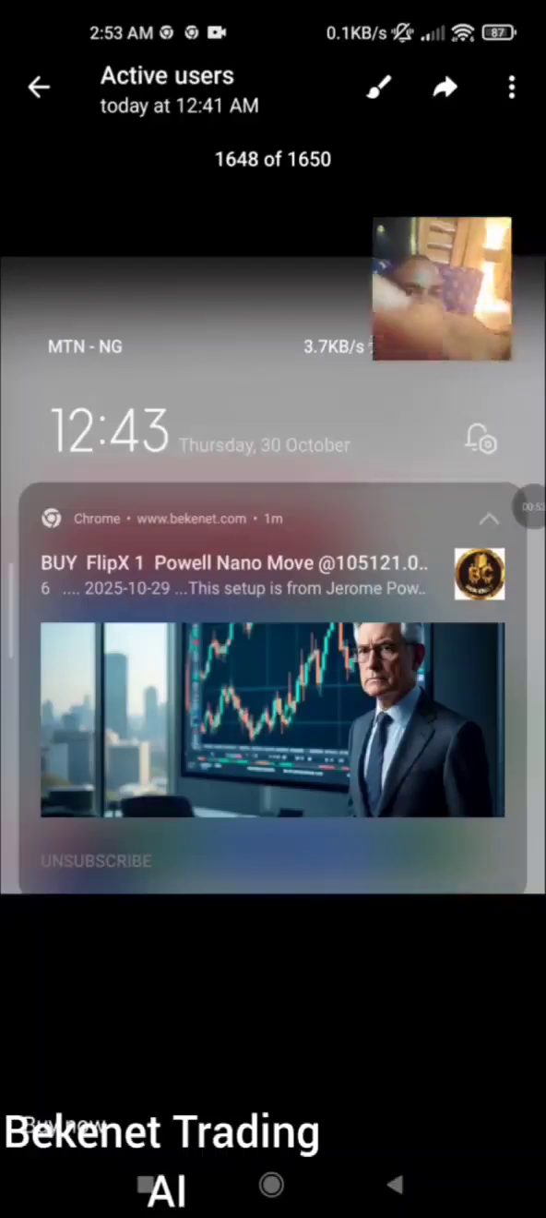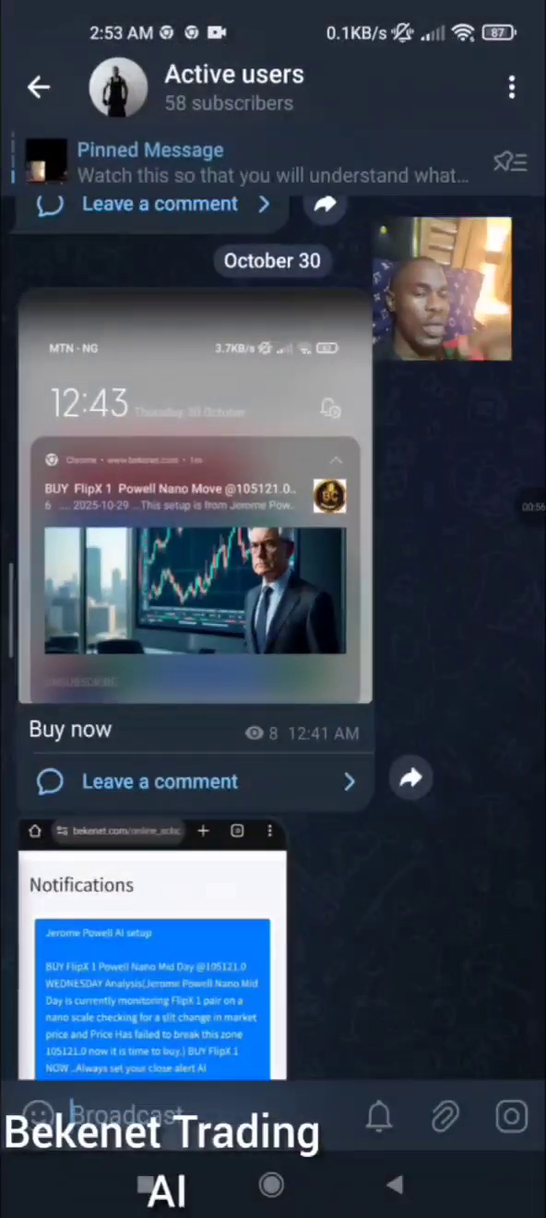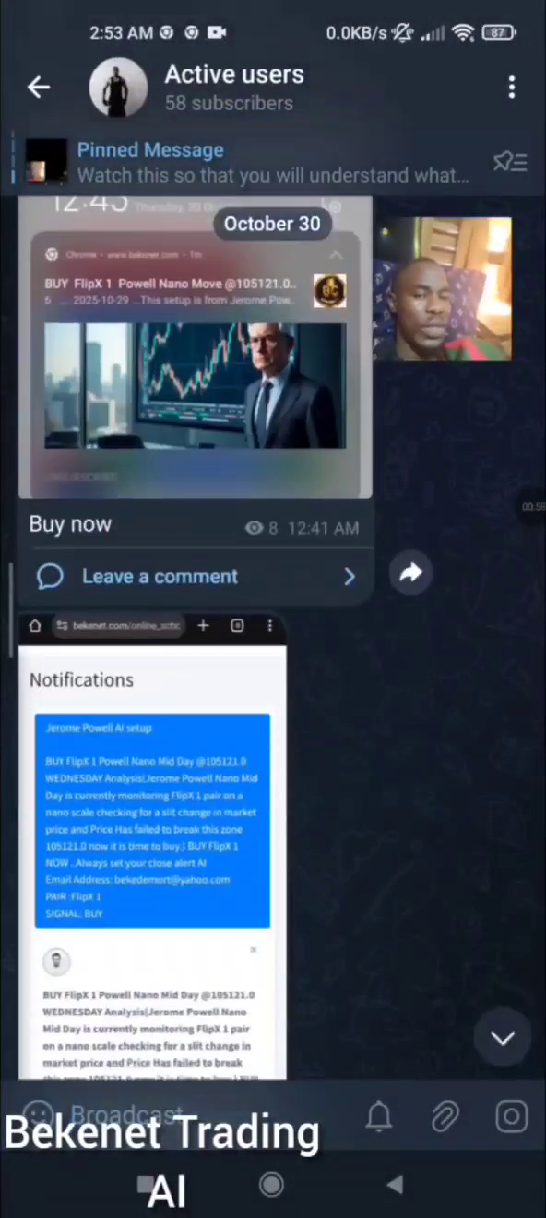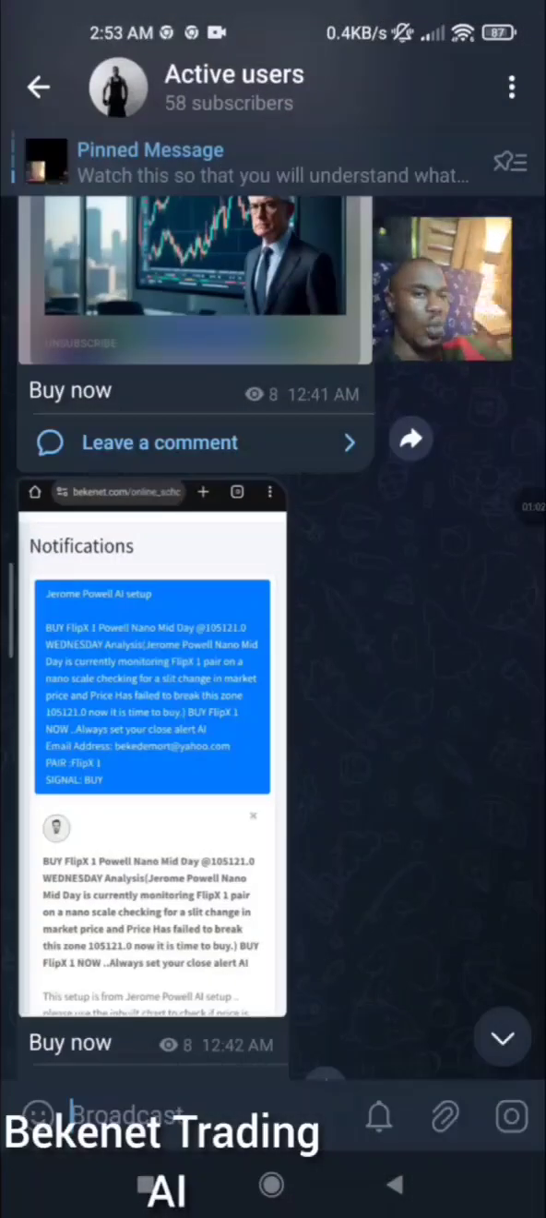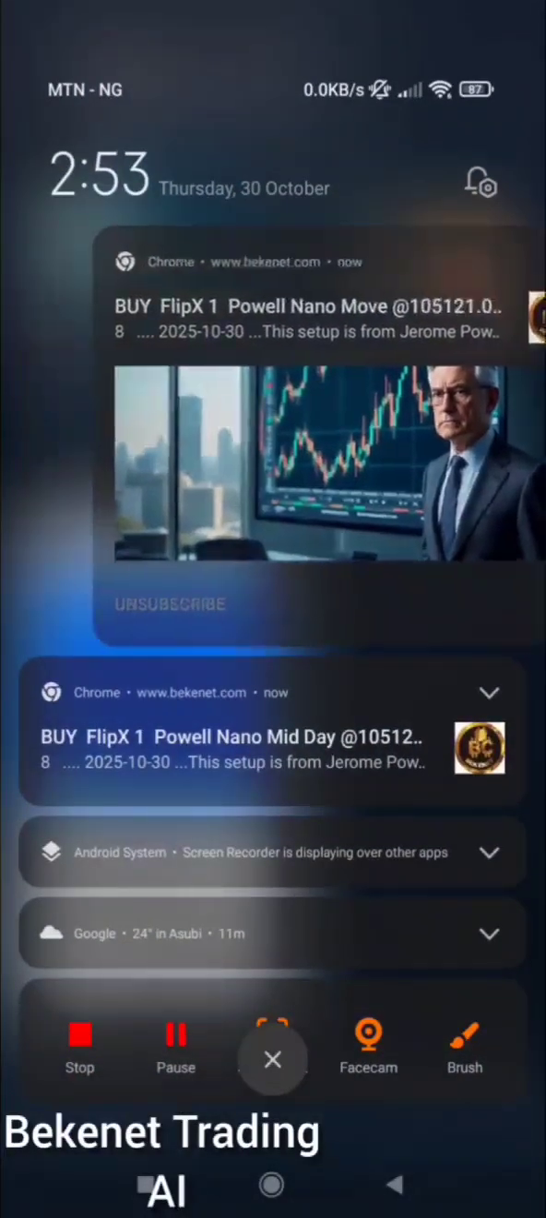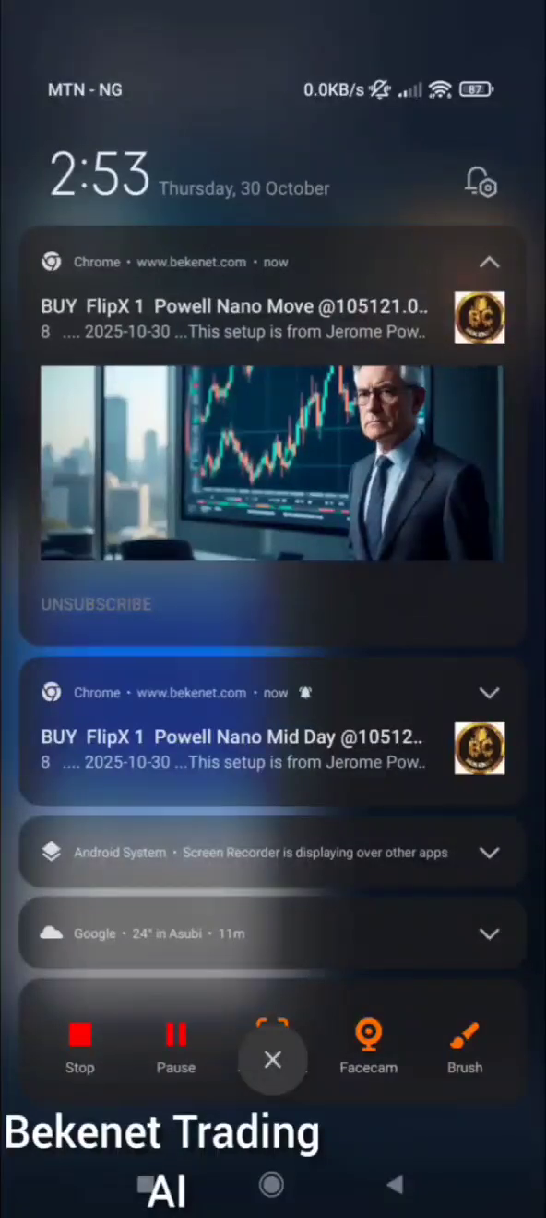Do you understand? So I'm going to show you what you need to look out for before you take the trade, and this is the analysis of it. It is very simple. Just know how to read. That's all you need. Then I'm going to show you what you need to take. Now, if you swipe down, you see my notification. This is around 2:53 a.m. Today is Thursday. Okay, look at it. It's telling me to buy Flip 1X.